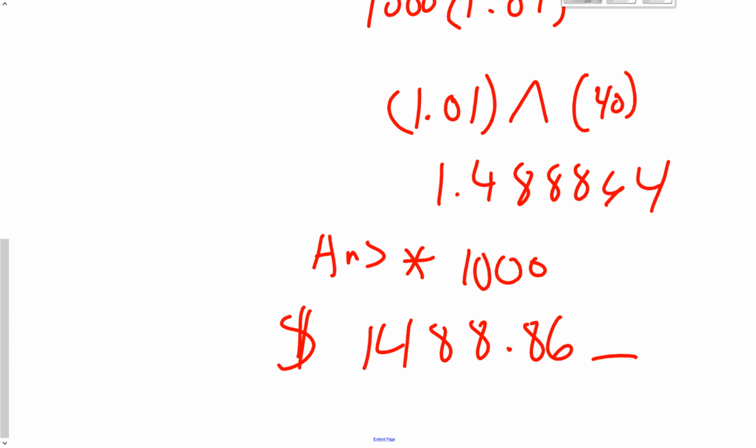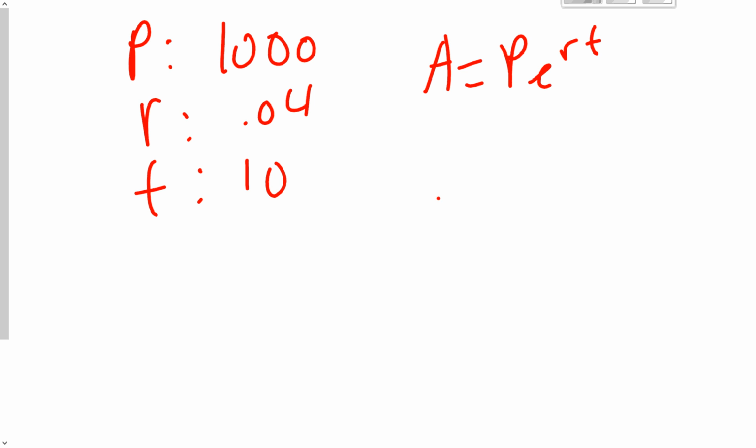Let's see the same type of problem, but let's just do compound continuously. So let's do the same thing except for compound continuously. So here you go. Again, our principal is 1,000, our rate is 0.04, our time is 10, but this time we're going to do continuously, so we're using PERT, and so 1,000 times E raised to the 0.04 times T, which is 10, and I can enter this just in my calculator just like that.